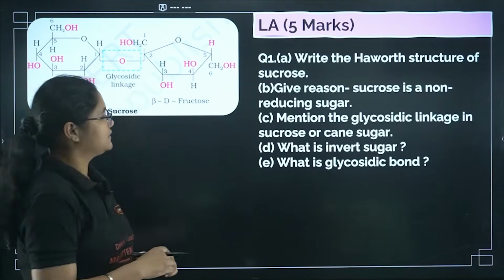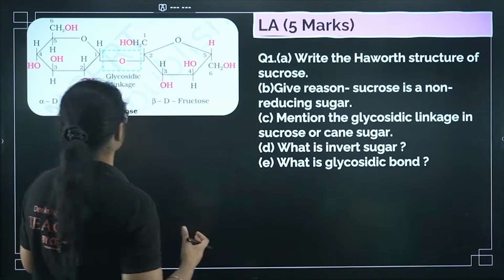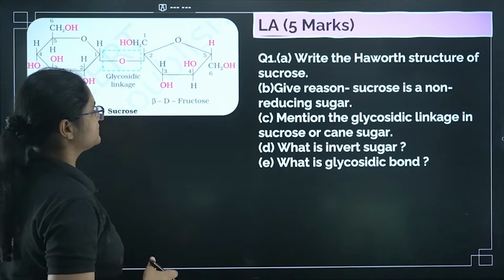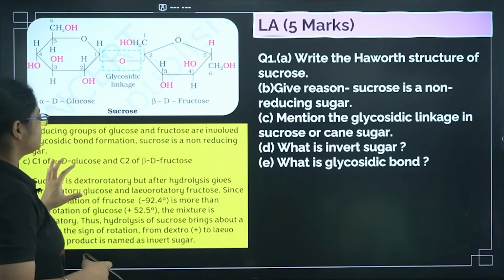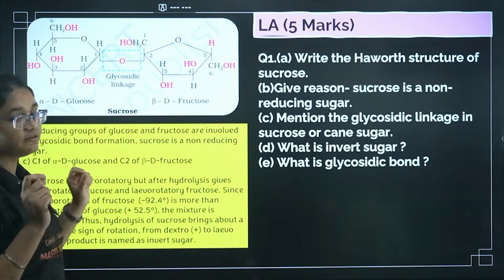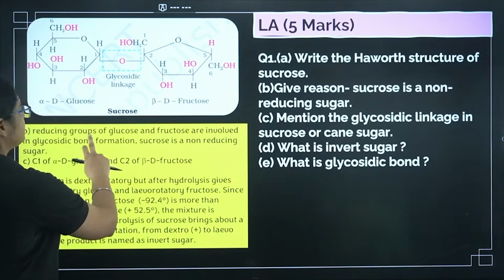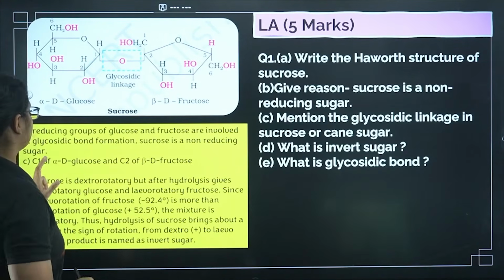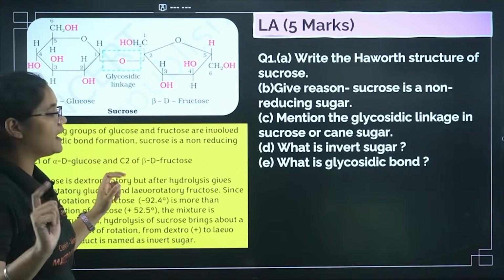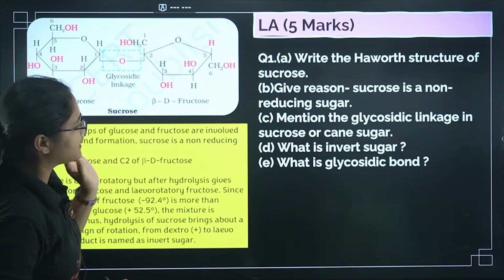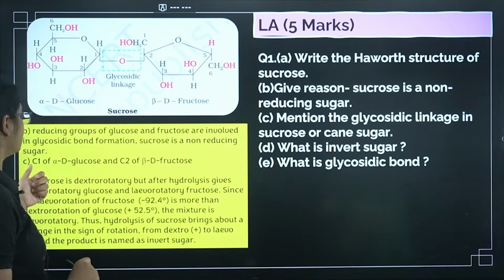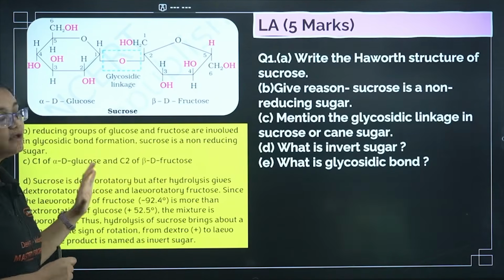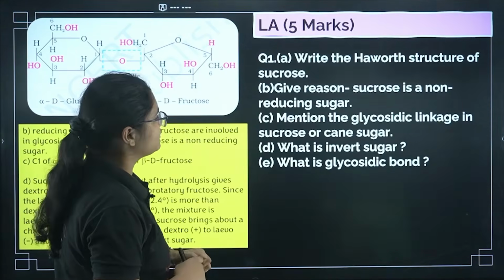Let us see the first one, the Haworth structure of sucrose. You can see this is the Haworth structure of sucrose. Give reason that sucrose is a non-reducing sugar. You can see that in sucrose there is no free aldehyde group. The reducing groups of glucose and fructose are involved in the glycosidic bond. Sucrose is a non-reducing sugar because there is no free aldehyde group. Next, mention the glycosidic linkage in sucrose or cane sugar. It is from C1 of alpha-D-glucose and C2 of beta-D-fructose.